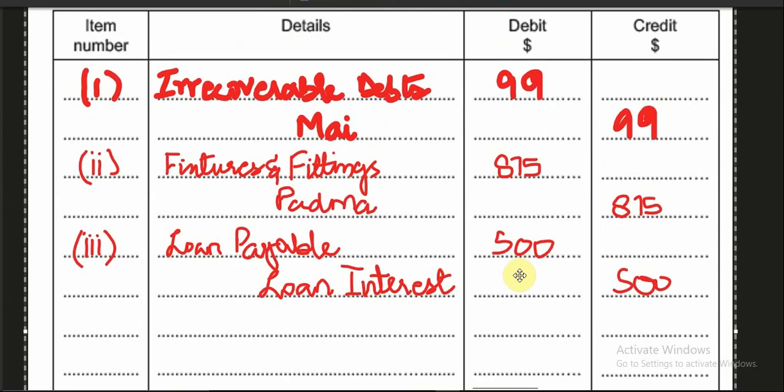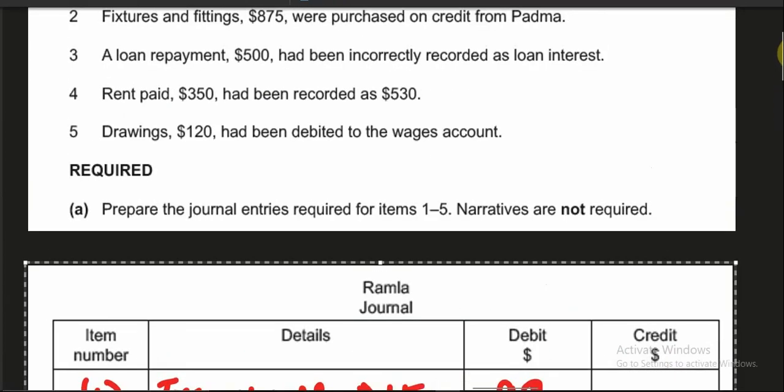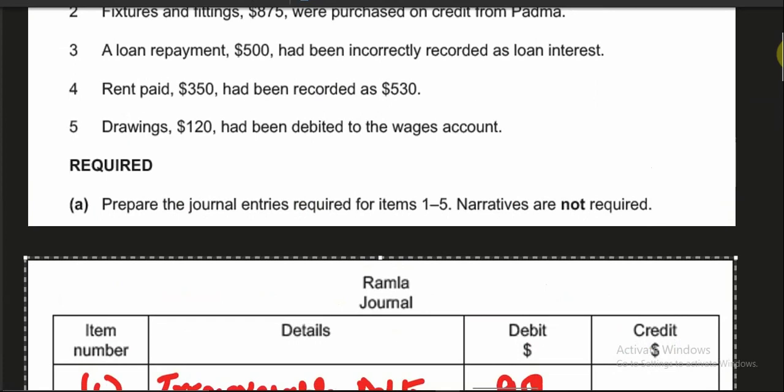So the entry for this adjustment would be loan payable debited by 500, whereas loan interest would be credited by 500. Now moving on to our fourth entry, which is rent paid $350 has been recorded as $530. So what we have done is we have overstated the amount of the rent that we have paid. Naturally, if we reduce $530 by $350, we would be getting $180 as a difference. So we have overstated the amount of our rent paid by $180, and we need to reduce that.